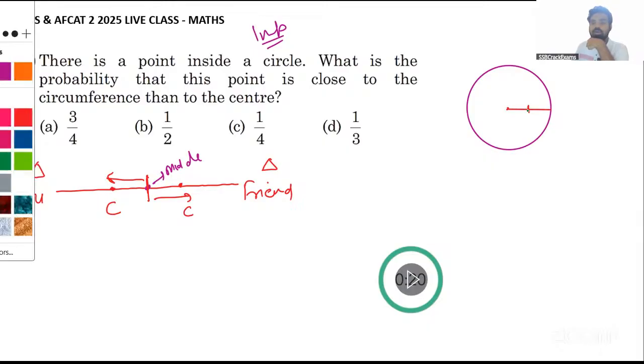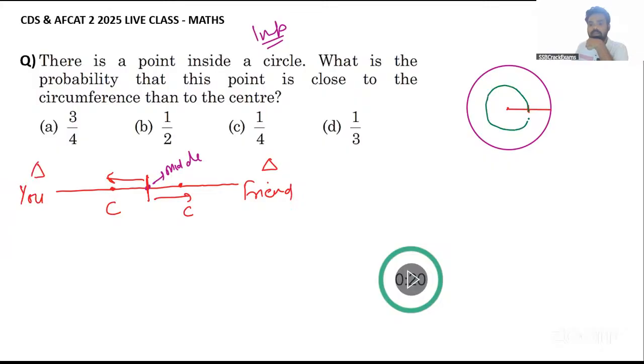So for that, let me draw another circle. Say this. So this is the other circle. Whenever the point lies in this portion, it will be closer to the center. And whenever the point lies in this portion, it will be closer to the circumference. This is the same concept that I told you. Now we can calculate the probability by finding the area of the complete circle, which is our total sample space, and the area of this part.